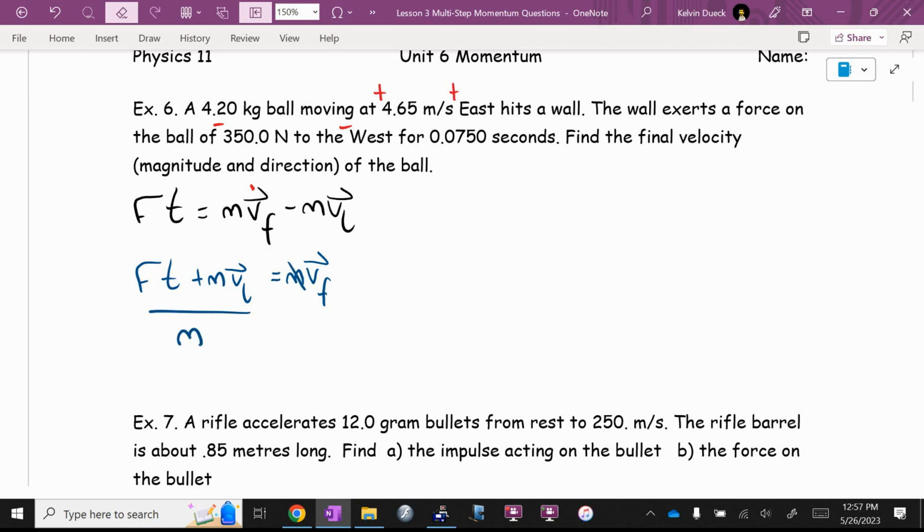Here is yet another equation for V final. Do I need to add it to my formula sheet? I'm hoping you're comfortable deriving it, because if you're trying to add every one of these, your formula sheet's going to be pretty cluttered. Okay. VF equals, I think we can start to plug in numbers now.